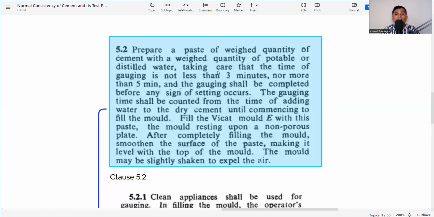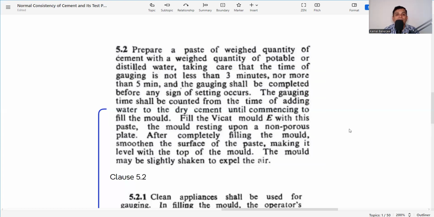So the quantity of potable water or distilled water, take care of that all the time. Gauging time is not less than 3 minutes, nor more than 5 minutes. So whenever we are adding water into the mix, the test has to be completed within 3 to 5 minutes, and the gauging shall be completed before any time of setting occurs. That means if setting has occurred, there is no point in testing, as it will not give the right kind of result. The gauging time shall be counted from the time of adding water to dry cement until commencing to fill the mold. Fill the Vicat mold E with this paste, with the mold resting upon a non-porous plate.